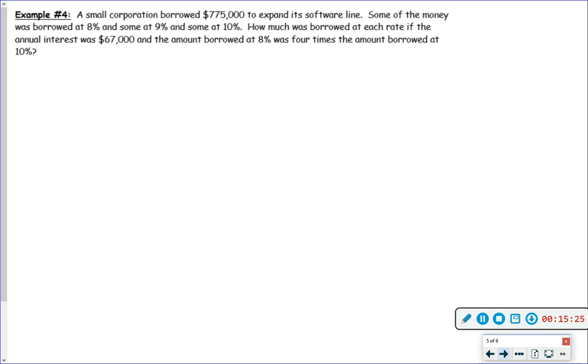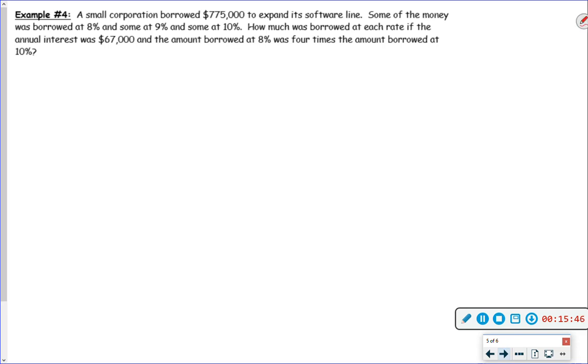How much is borrowed at each rate if the interest was $67,000? Gosh, I'd love to make that $67,000 in interest in a year, please. And the amount borrowed at 8%, 4 times the amount borrowed at 10%. Now, we have done these money problems before, but we've only had 2 amounts of money, 2 percentages. So we're just adding more to the problem.